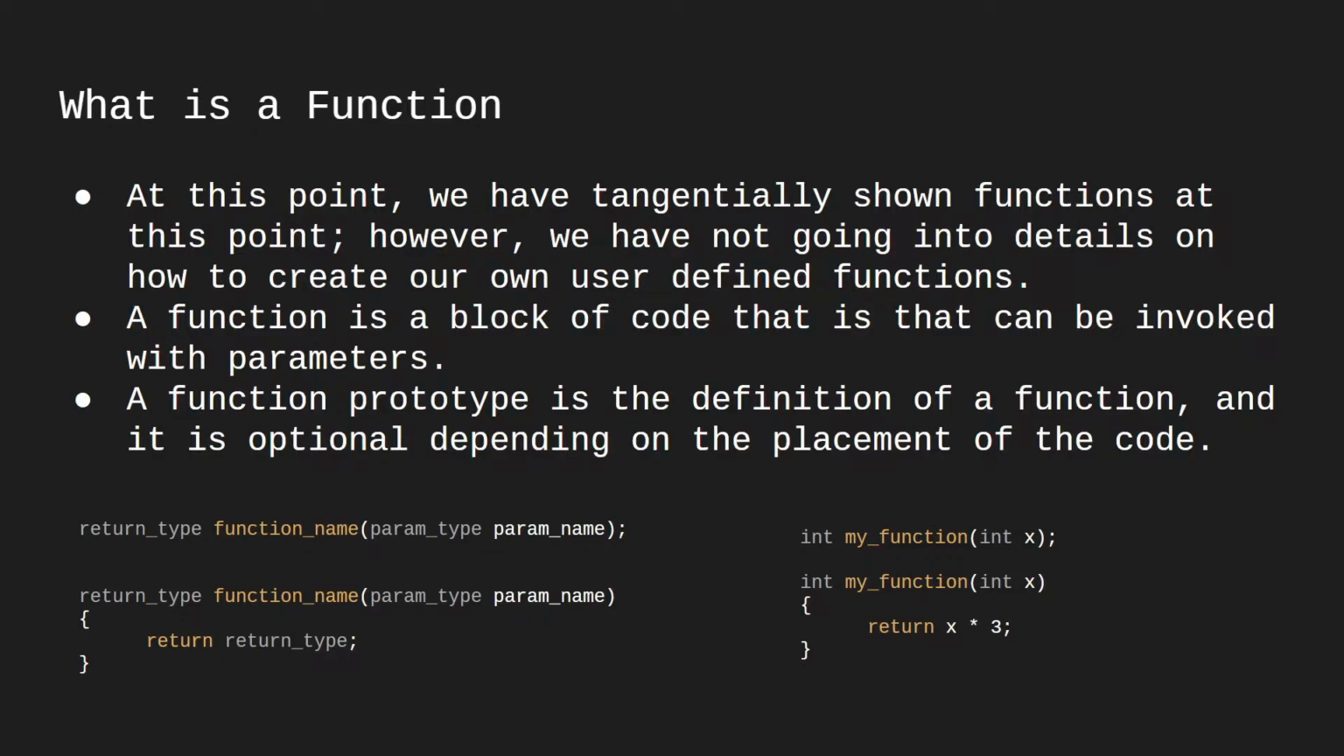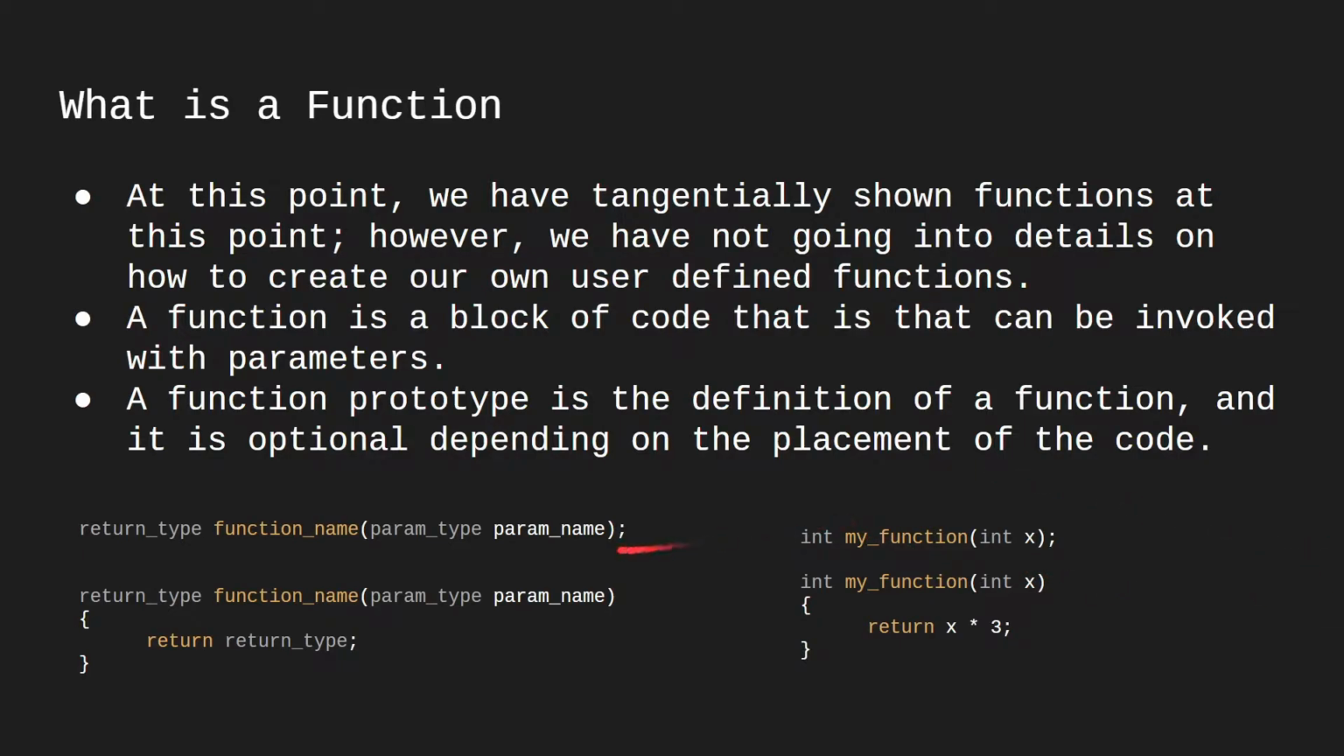We've seen this by using printf, which we've used a lot. Also other types of things like macro functions. There are other ways that we can use something that looks like functions using our preprocessor, which again was the macros. A function prototype is a definition of a function, and it's optional depending on the placement of the actual definition of a function, the actual implementation of it.